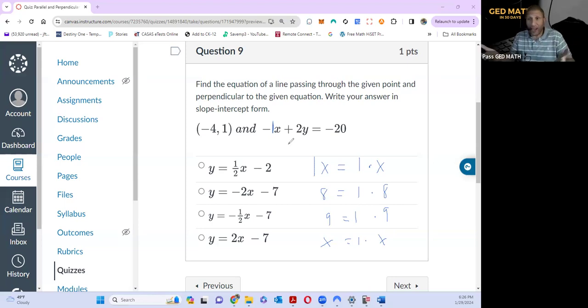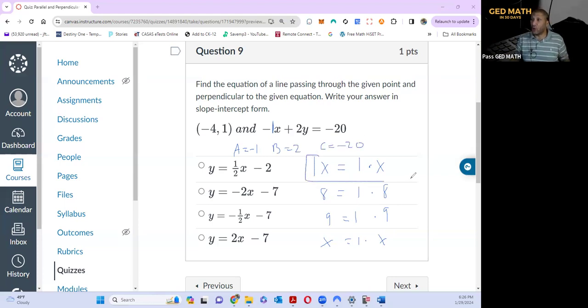Now, negative or positive doesn't matter. Just look at the sign in front of the x. So in this case, my A is -1. My B is 2. My C is -20.